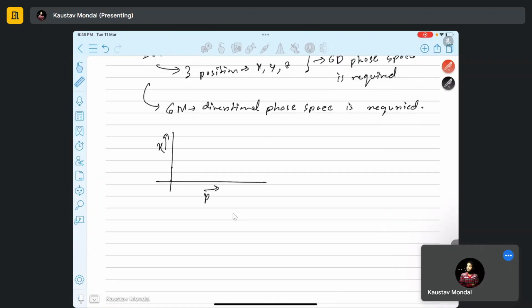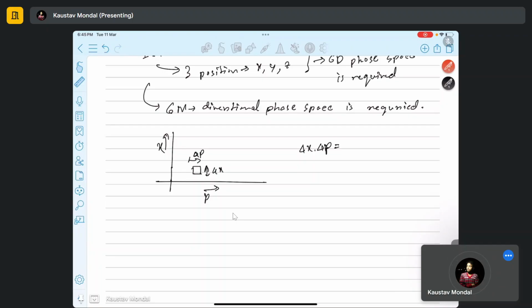Now the smallest volume, that is delta x and delta p in this phase space, we can calculate, right? We have the uncertainty principle. From that uncertainty principle, we can basically calculate the smallest delta x and delta p in a phase space. That is basically nothing but h bar. So this is the smallest.